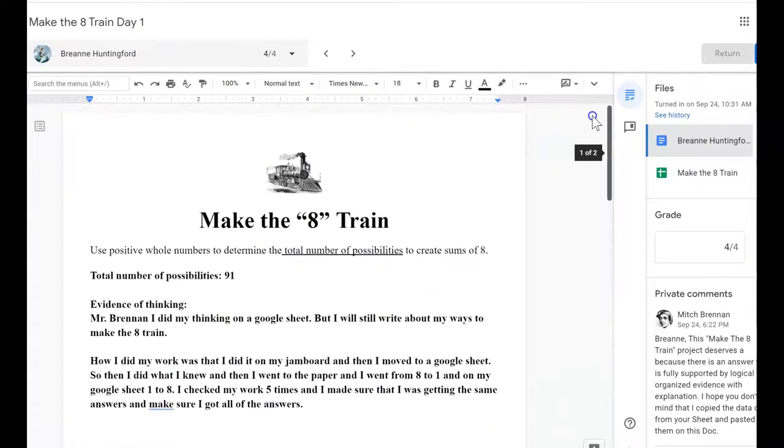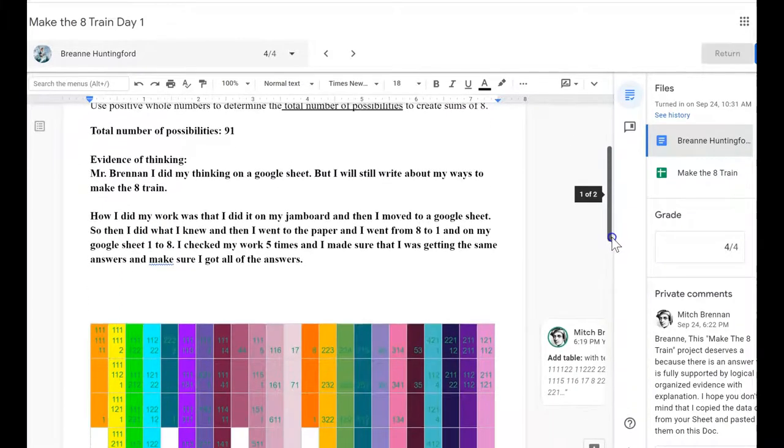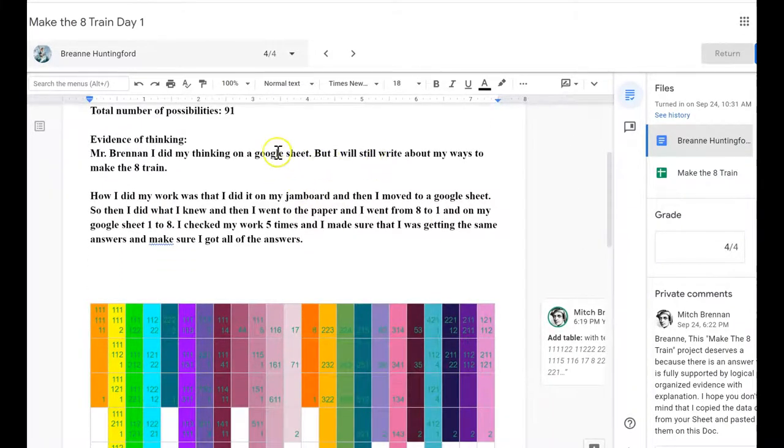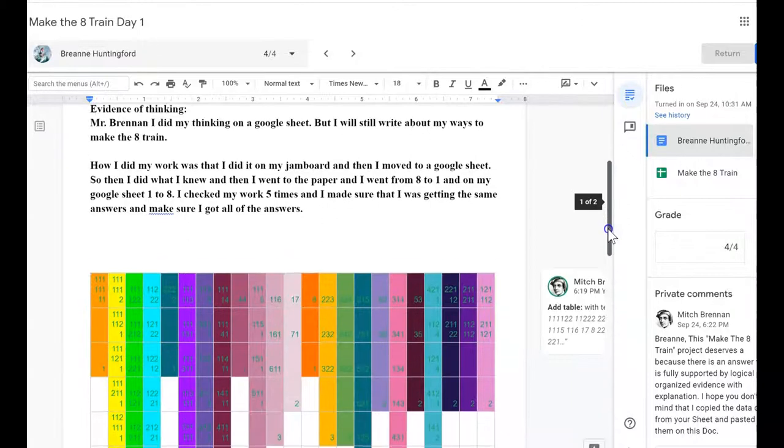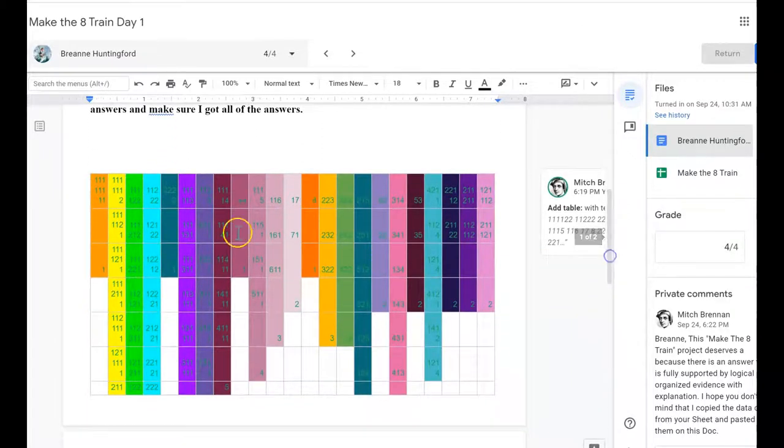Another top paper is this one. I'm going to show you two things. This is my friend Brianne Huntingford. I love that she started with an explanation. She explained her thinking, what she did. She had instructions for me, but she talked about how she found her work and the patterns that she used. I did this for her. I'm going to show you her other work.